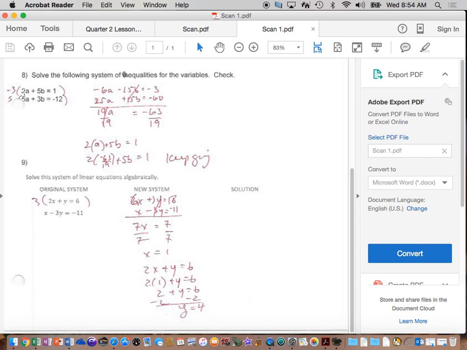Let's look at the previous question. It's the same kind of thing where you're going to want to use elimination. And in this case, I paired up my b's. I saw 5 and 3 and said, hey, wait, I can make 15 there.